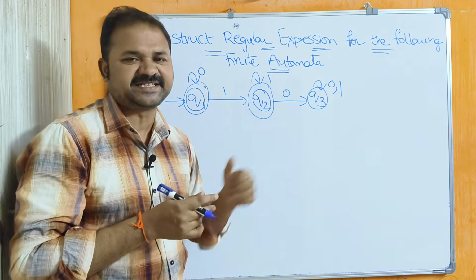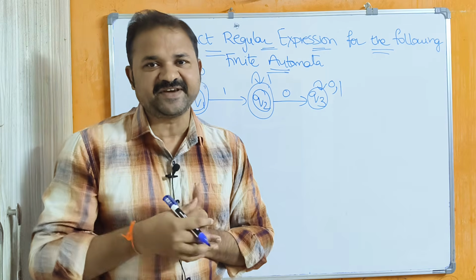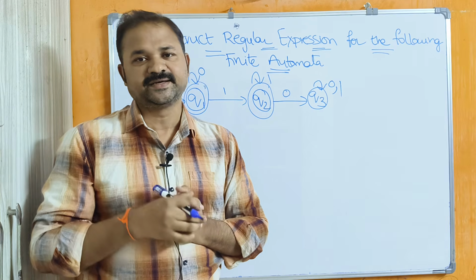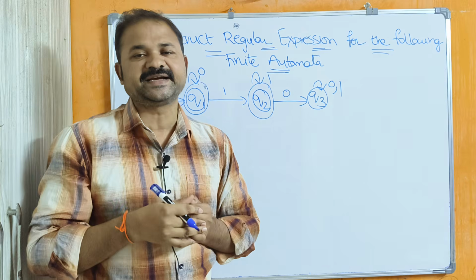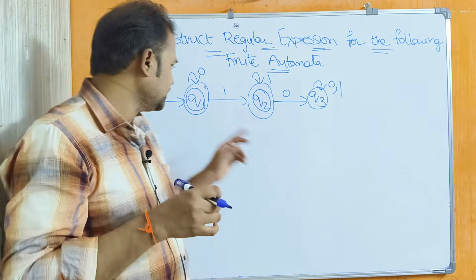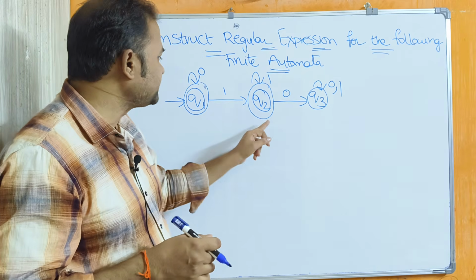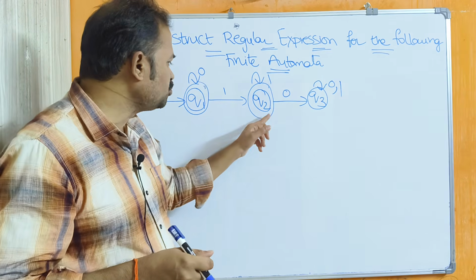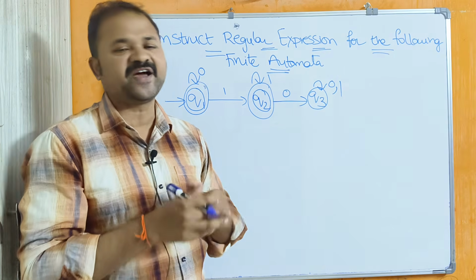So here there are three steps. The first step is we have to construct state equations based upon the incoming edges. The second step is we have to add epsilon to the initial state equation. The third step is we need to simplify. Here we have two final states. So we need to simplify these two final states' state equations, and the union of these two state equations will become the regular expression for the corresponding finite automata.